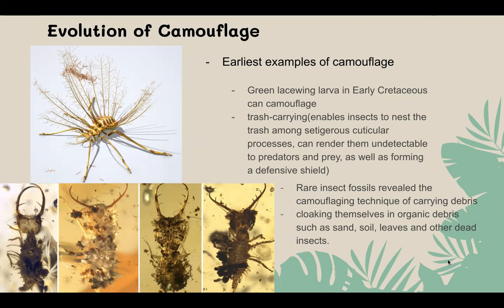The top image is the reconstruction of it, and there are some other real insect fossils preserved in amber that have revealed the camouflage techniques of carrying debris over 100 million years ago. The image at the bottom are those real insects. They have developed a remarkable method of evading predators and catching prey, and some other crabs, spiders, snails also have this masterful ability.